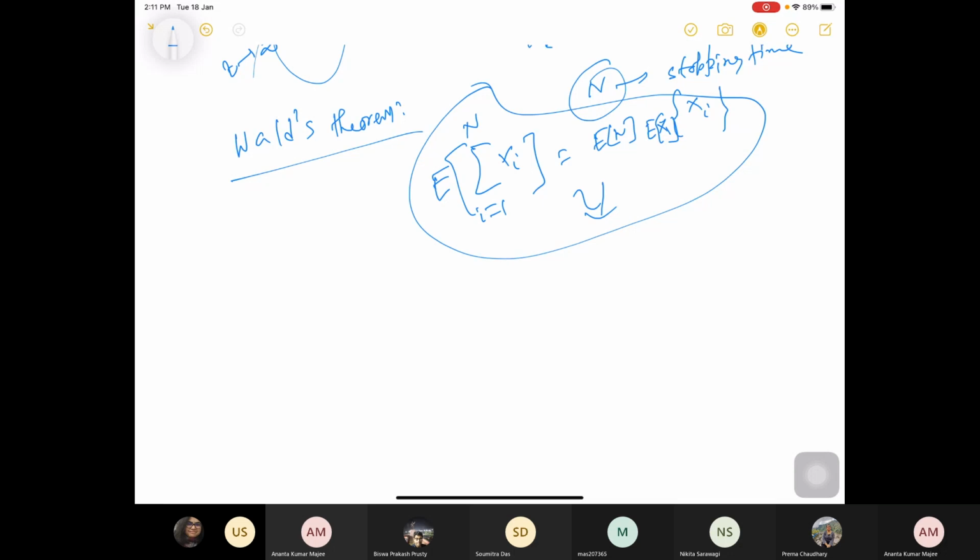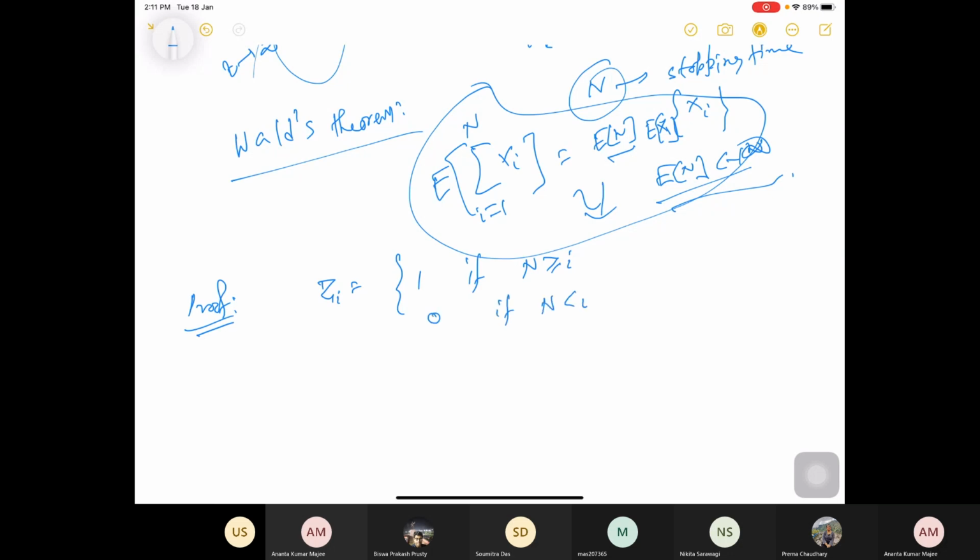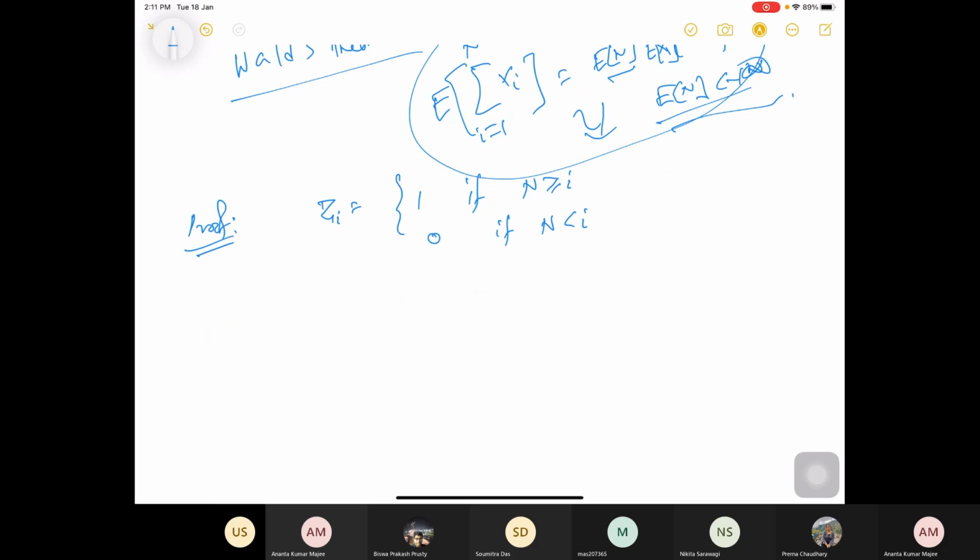Okay, how to prove it? In particular, I need the expectation of N to be finite. That is actually something you can think of, that's not a big deal. To prove these things, we are considering a kind of truncation. I am defining a random variable Zi, which is 1 if my N is greater than or equal to i, and 0 if my N is less than i, meaning I am truncated there. Now this Zi is determined by whether N is less than i or not, because it is 0 otherwise it is 1.